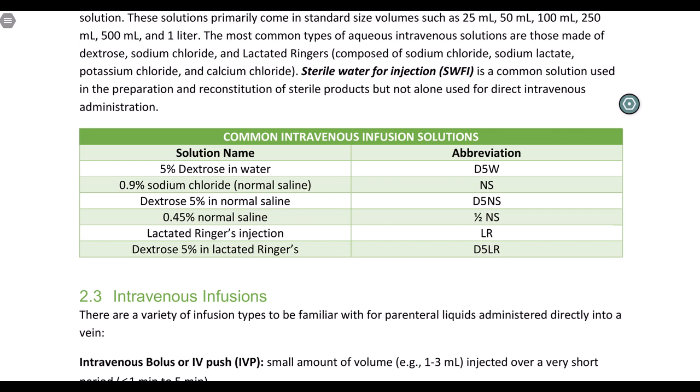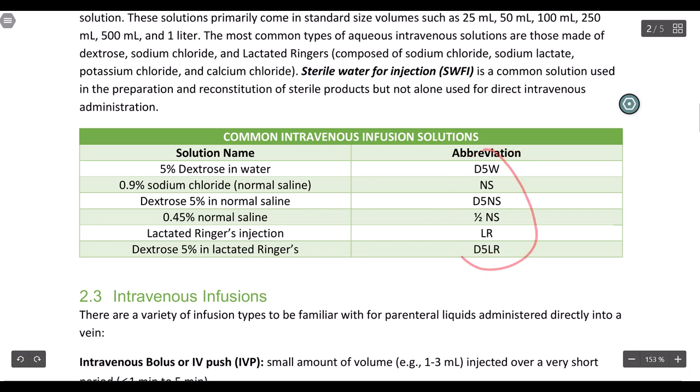You can have a mixture of dextrose 5% and normal saline. When we do them together, we take away the little W there, so it's just D5NS. You can have half normal saline. So half of 0.9 is 0.45. That's why we say half NS. The lactated ringers is LR, and you can have lactated ringers even mixed with dextrose. You see the D5LR.